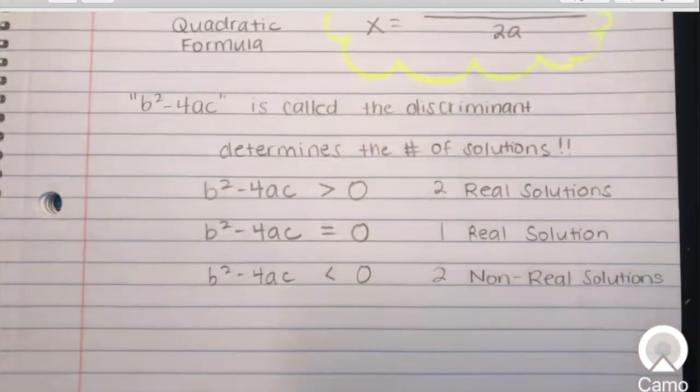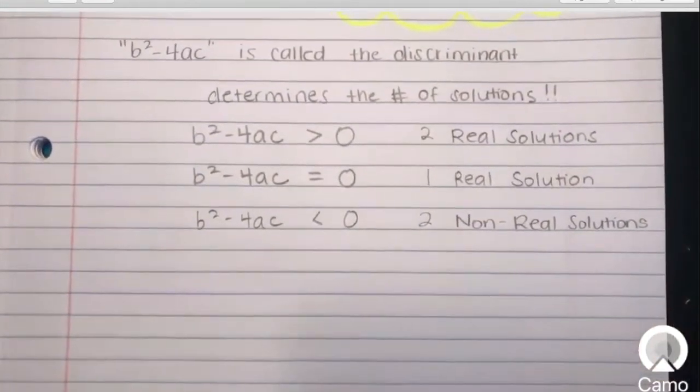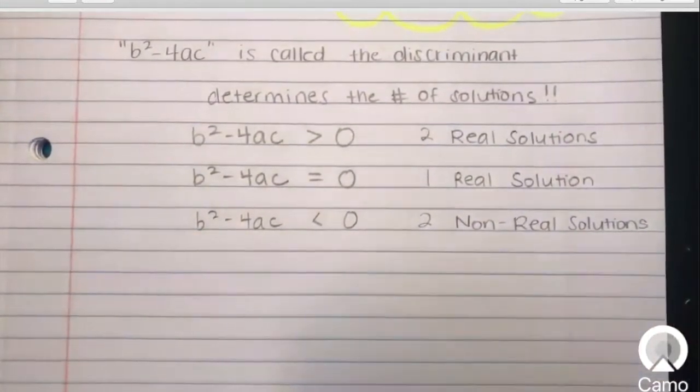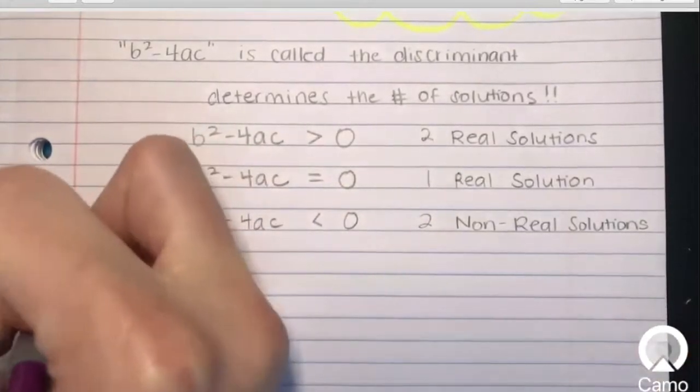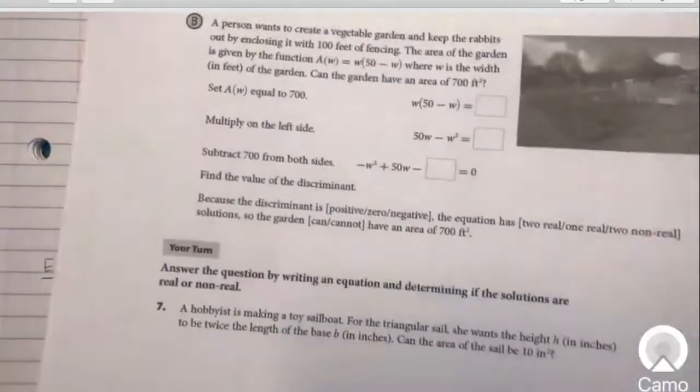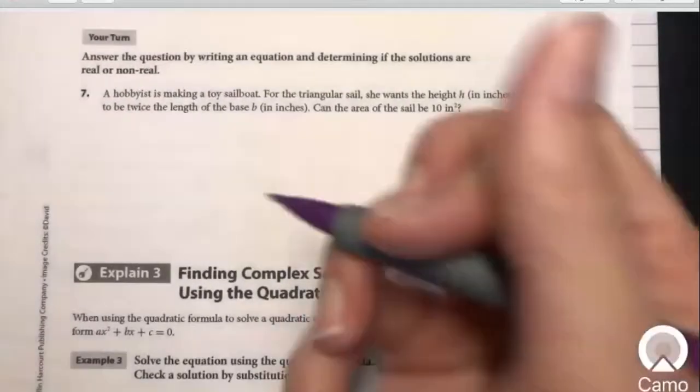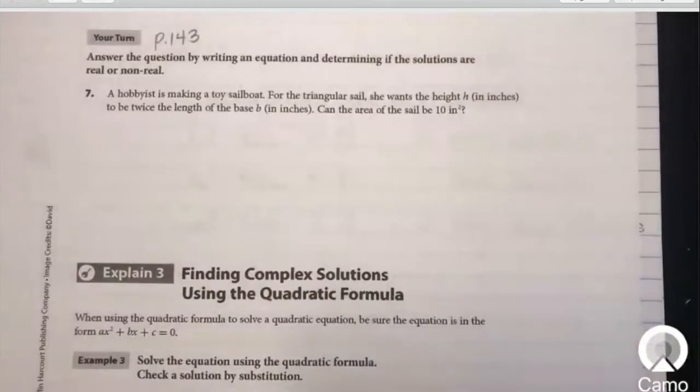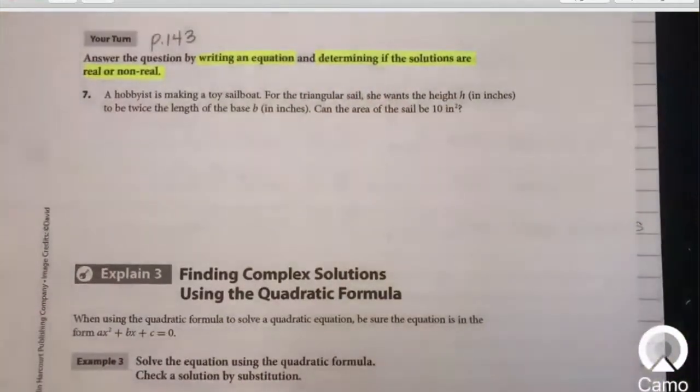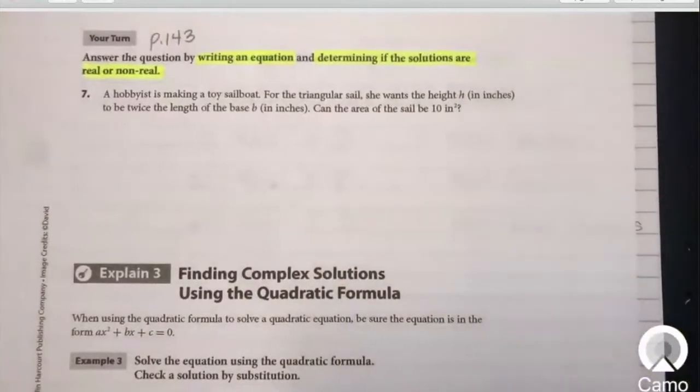So now let's look at how we can tell what kind of solutions we actually have. Let's look at an example of using our discriminant. I have an example here from our textbook, on page 143. What we are asked to do is to answer the question by writing an equation and determining if the solutions are real or non-real. So we have to do two things: write an equation, and determine if the solutions are real or non-real. Whenever you are asked to determine whether the solutions are real or non-real, that is your hint to use the discriminant.